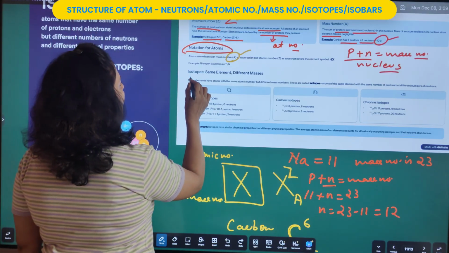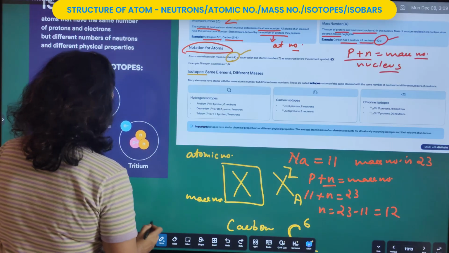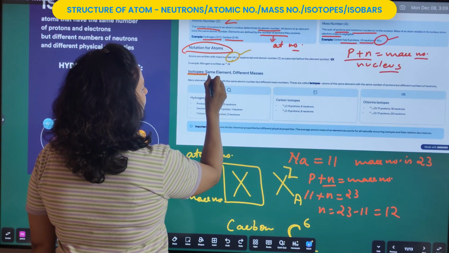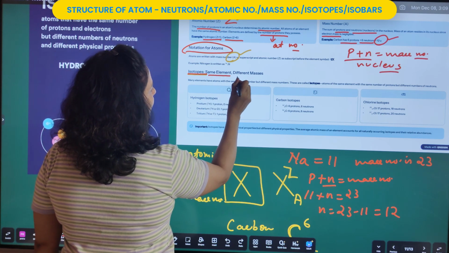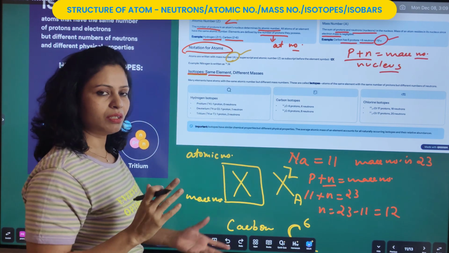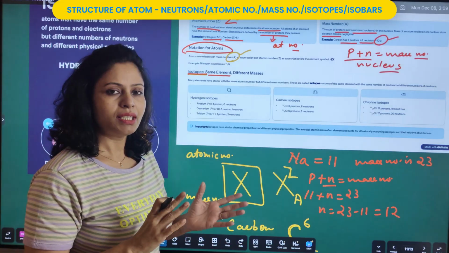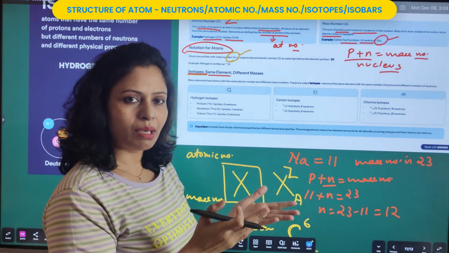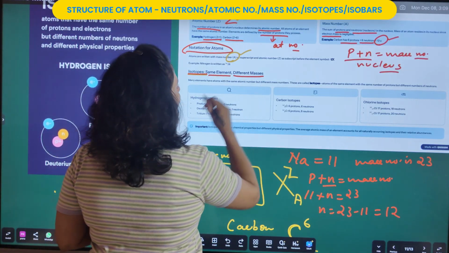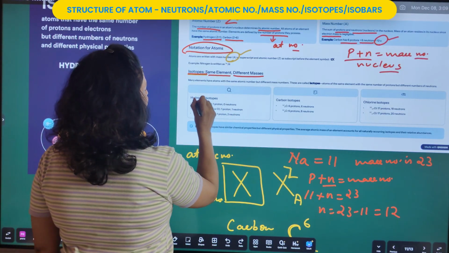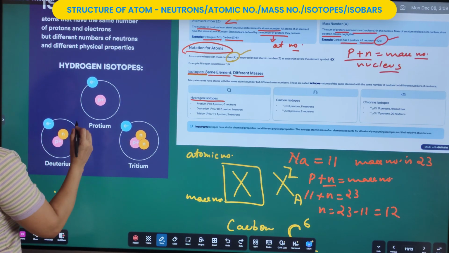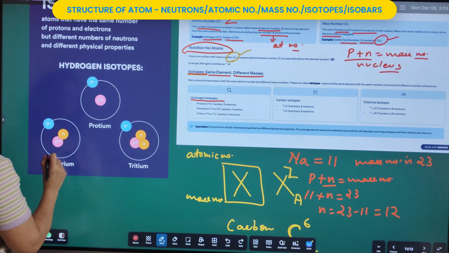Now coming to the next topic, that is isotopes. Isotopes are actually the elements having the same atomic number. They are the same element, basically, having the same atomic number but different mass. The best example is the hydrogen isotopes. If you see here, this is protium, this is deuterium and this is tritium.